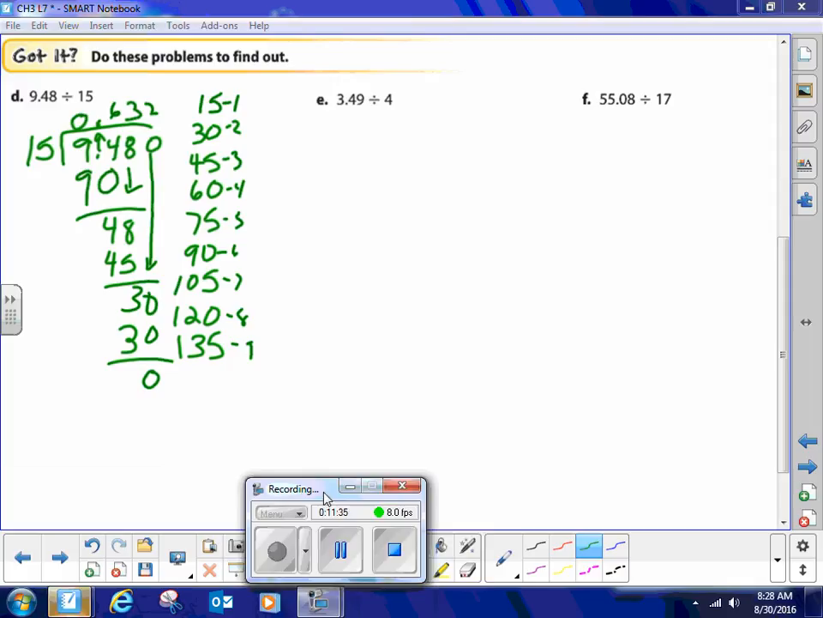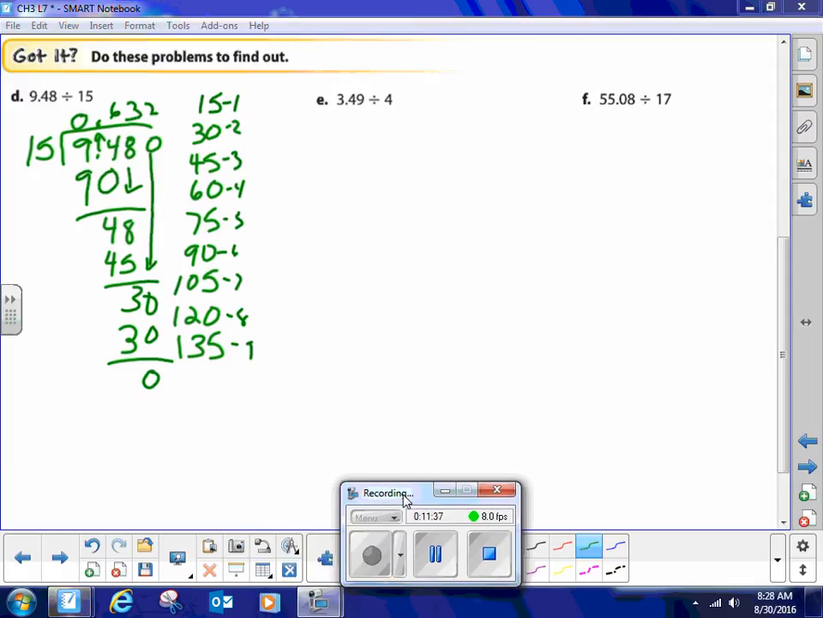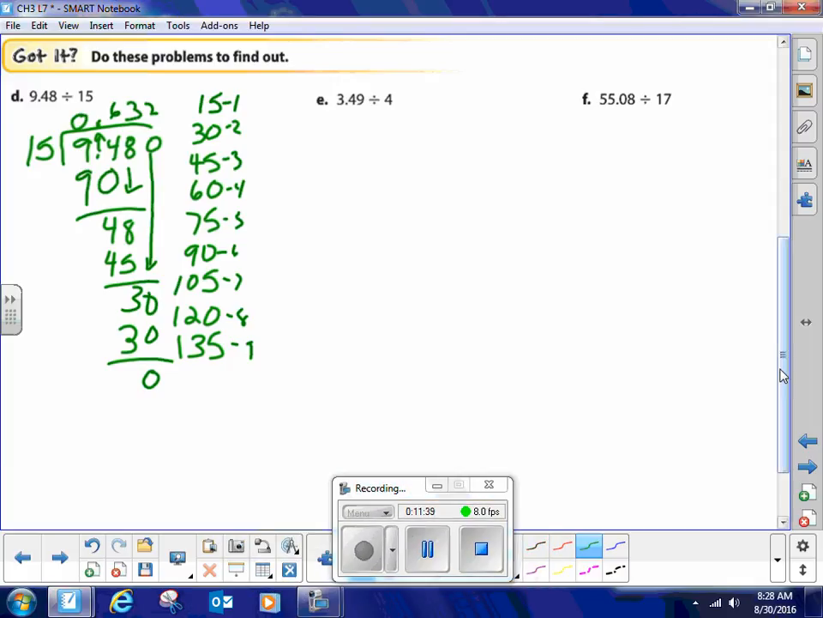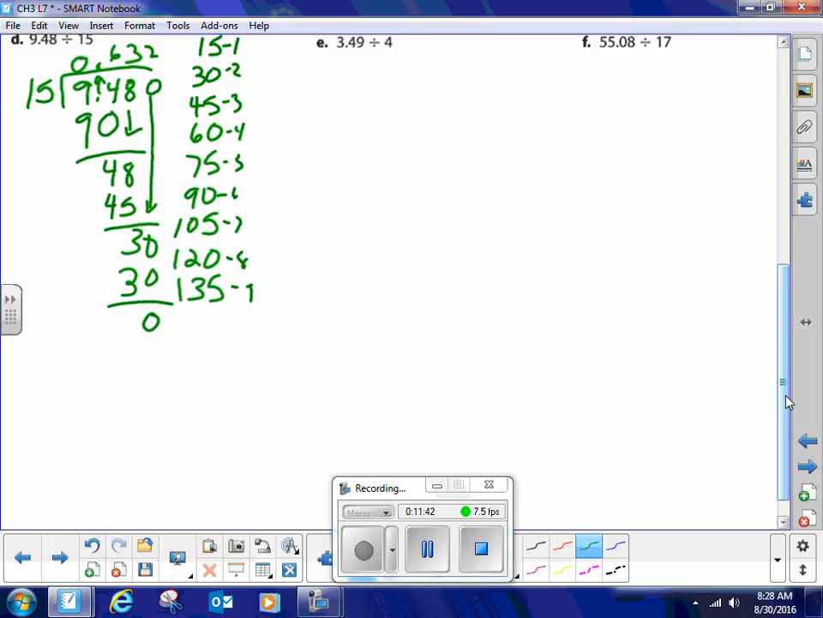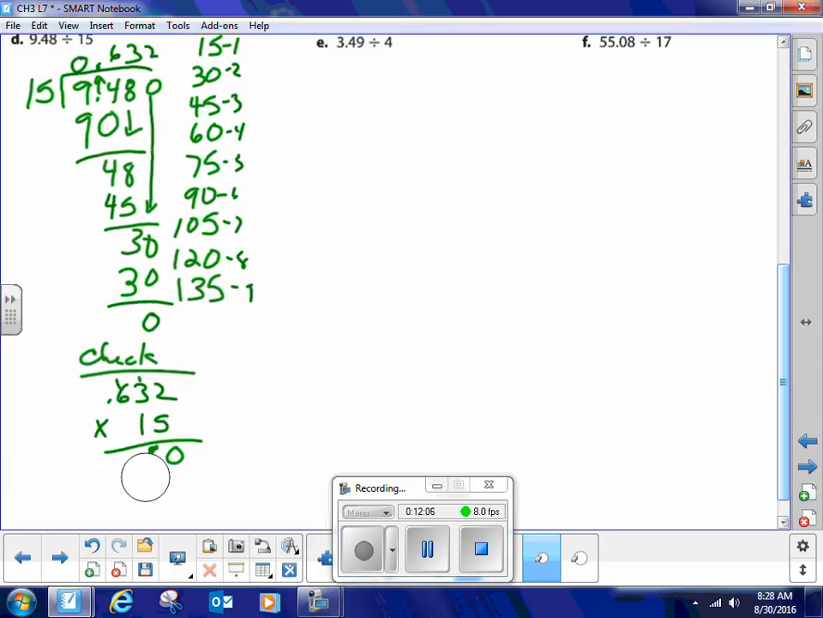I'm going to do a quick check. I don't need to extend my page. I think I can just scroll down just a little bit. Okay, and here's my check. 0.632 times 15. 0, 5, carry the 1. Oh, that's not true. It's a 6. Going too fast. It's a 6. Let me draw my 6 real nice here. Let me erase it. Sorry, going too fast. It's bad, Todd. That's okay.